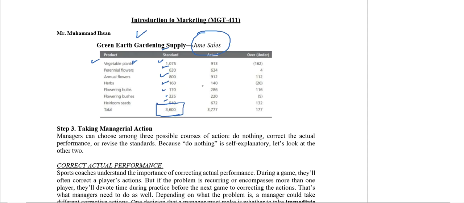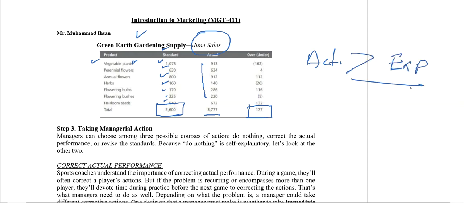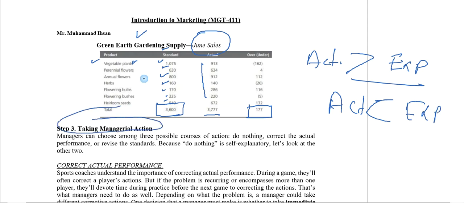3600. And at the end, we see the actual sale is 3707, and the difference is 177. So the actual performance was more than the expected performance. So this was very good performance. But if there is a difference, or the actual performance is less than the expected performance, then we will go to the third step, which means taking corrective actions.